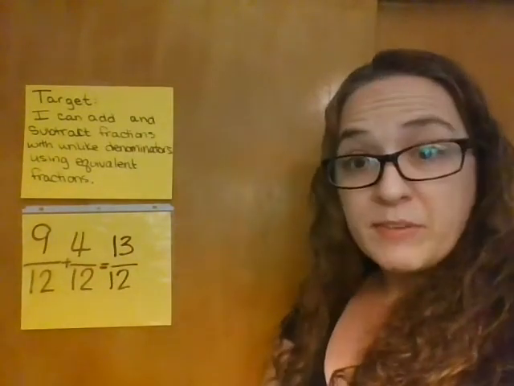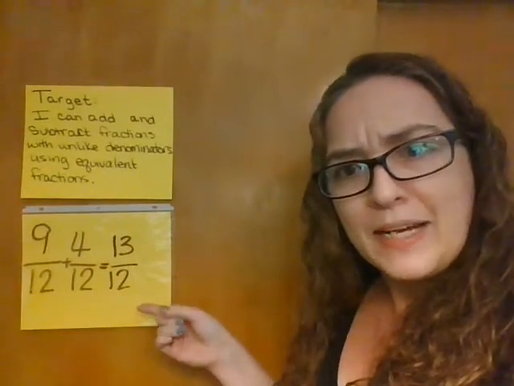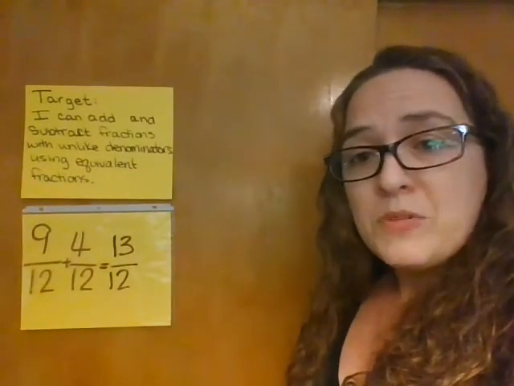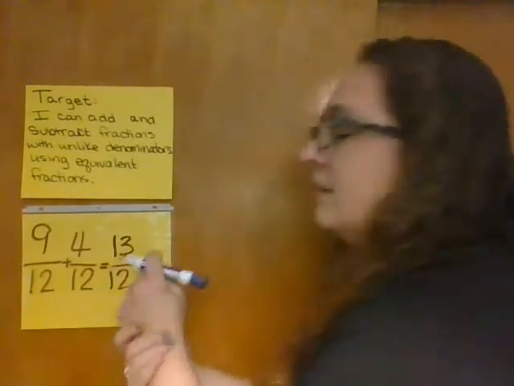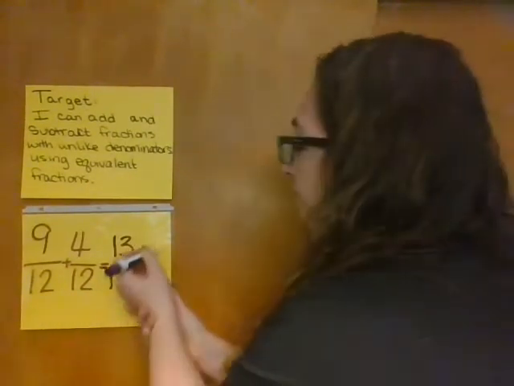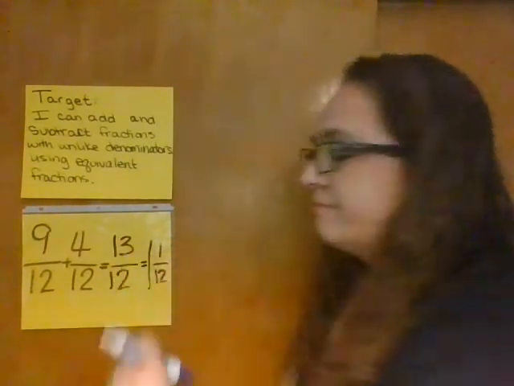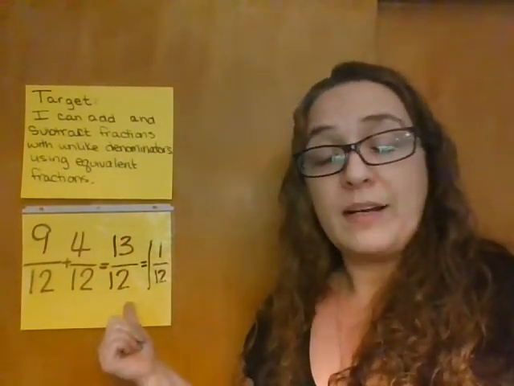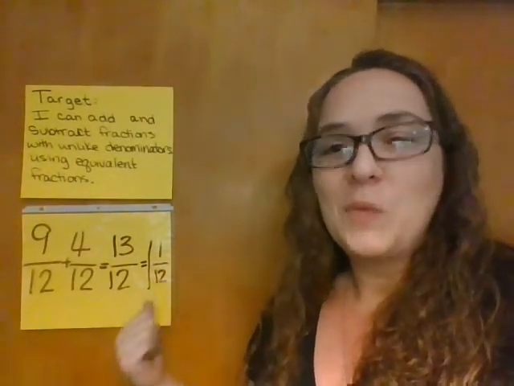Now, some of you are saying, but Mrs. Wanglin, that doesn't look right. My numerator is bigger than my denominator. So what is an option that we have learned? We can change it into a mixed number. I have 1 and 1/12. So possible answers, you could write down 13/12, or 1 and 1/12.